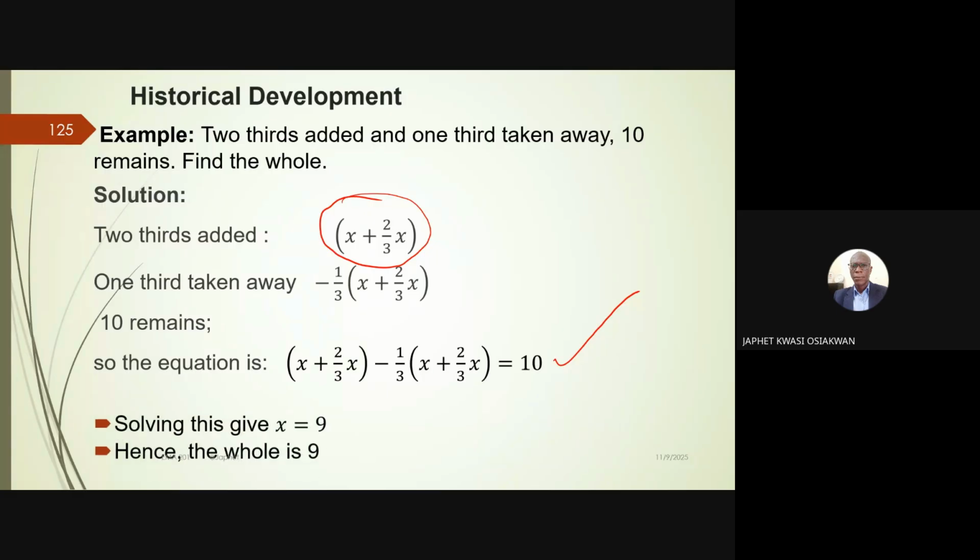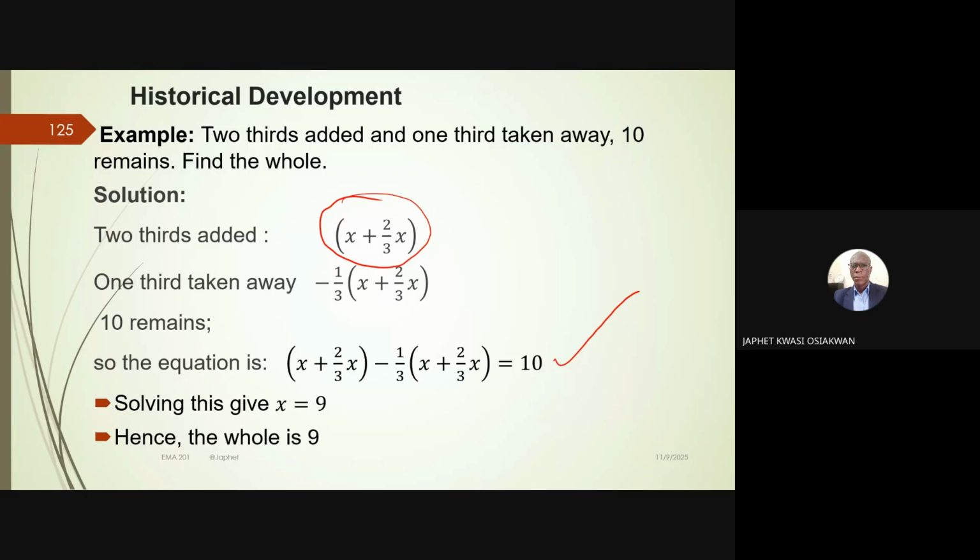And so when you work this one well, you get x to be what? To be 9. So therefore, the whole is 9. Any question? So this is how they worked their math, and today we are using symbolic algebra to work it.